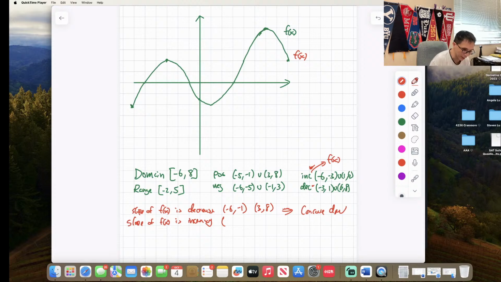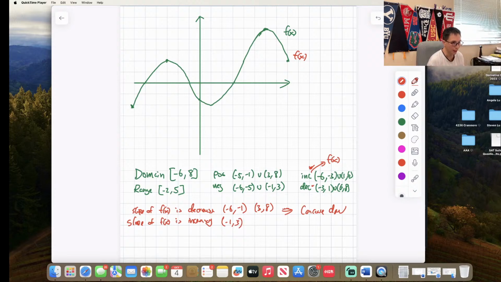And from where to where is it increasing? There's only one spot where it's increasing. Maybe Diego can tell me? No? Well... -1 to 3 is perfect. And that's the only part that is concave up. And this is also concave up.